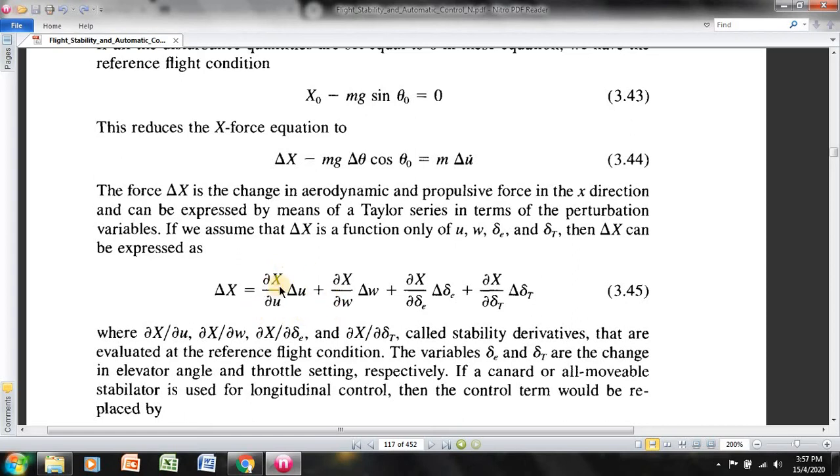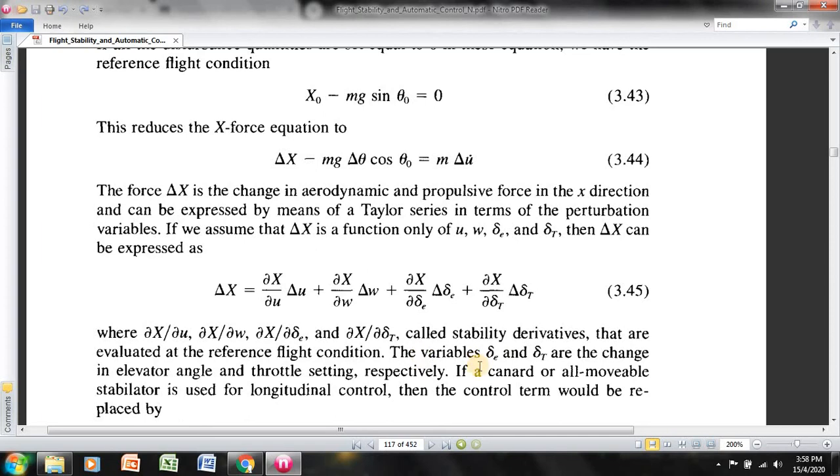So we have the change of x force over the change of w, which is the vertical velocity. Okay, so this one is much more related to drag, and this one is also much more related to drag. Drag maybe because of lift. This one is also related to the control surface, and this one is related to the propulsion system. So this delta X over delta U, delta X over delta W, and so on is called stability derivative. Okay, and these are evaluated at the reference flight condition.